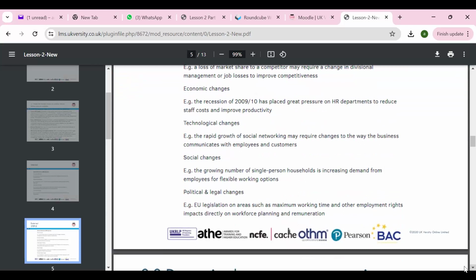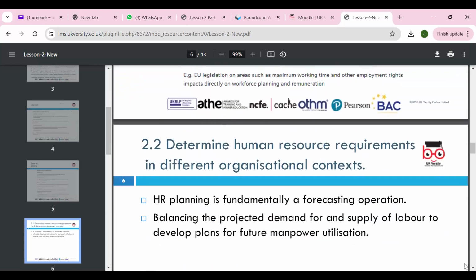We can look around EU legislation and the areas to maximize working time and other employment rights. We can think about these, all the changes for the planning of HR demand and supply. Okay, then we have 2.2, which looks at how to determine human resource requirements in different organizations.